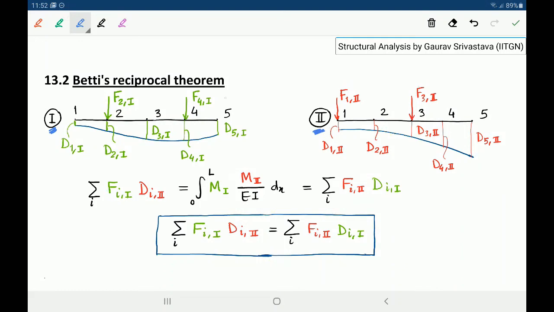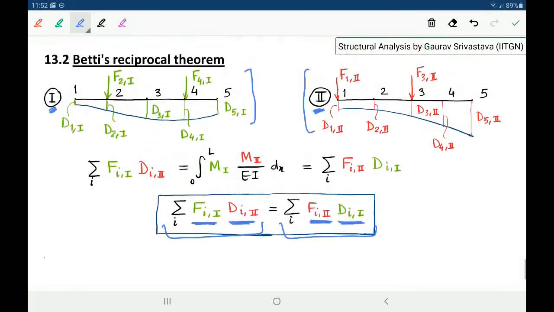And we can have a green set of forces and displacements, and a red set of forces and displacements. By similar logic as earlier, what we are saying is that the summation of all the green forces of system 1 times the red displacements from system 2 at corresponding locations, this left hand summation, equals the right hand summation, where we take forces from the red system or system 2 and displacements from the green system or system 1. So these two are equal. This is what Betti's theorem implies. And of course, if you choose only two coordinates, then it becomes Maxwell's theorem.